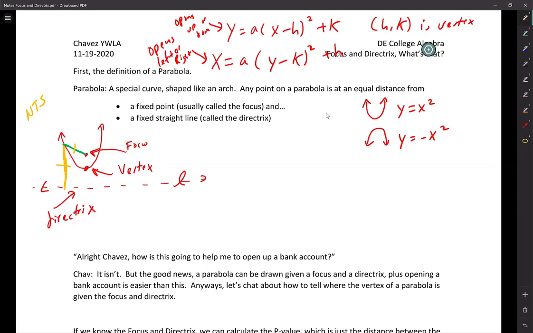If it opens to the right, and I'm going to slow down, guys, if it opens to the right like that, that is like x equals y squared. And if it opens to the left, that is like x equals negative y squared. The concept's pretty much the same. And don't worry, I'm going to help you and we're going to do a whole bunch.